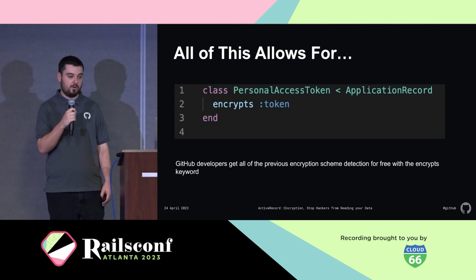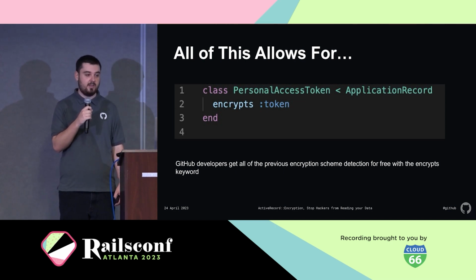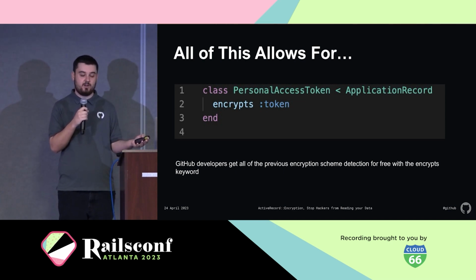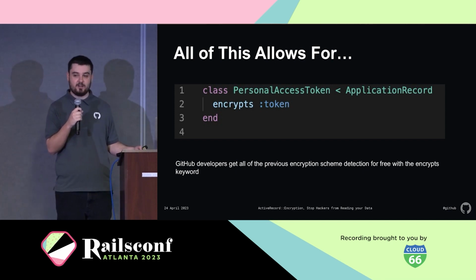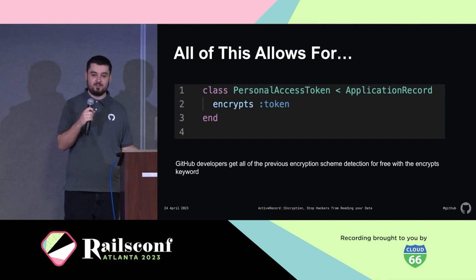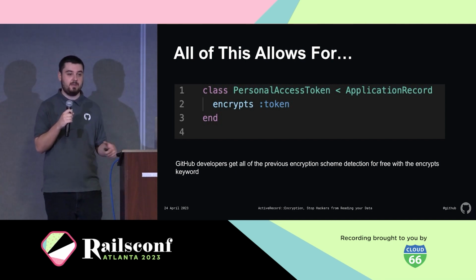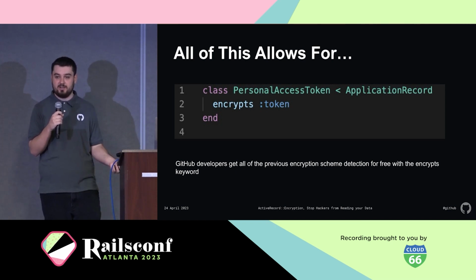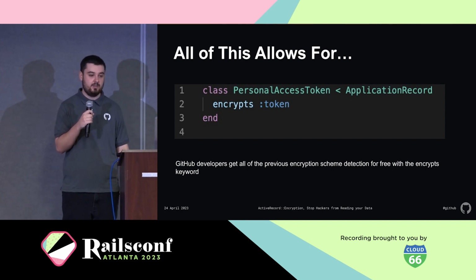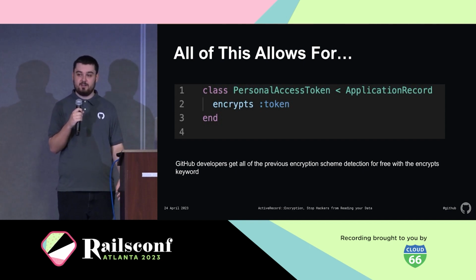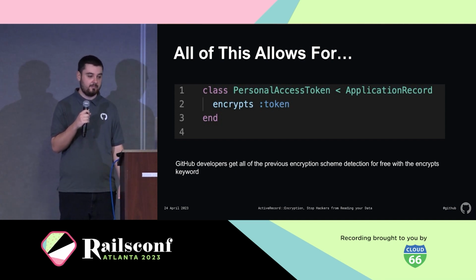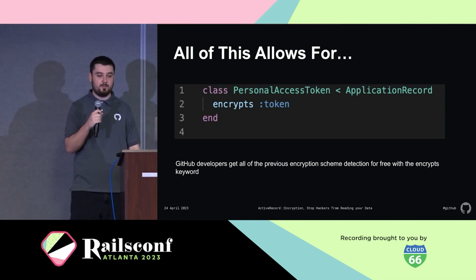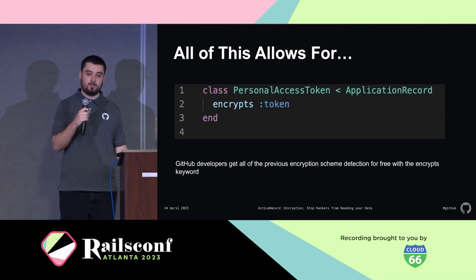Well, all of this allows for a very simple API for our developers. As you can see here, for the personal access token, they're calling encrypts on token, and that's all the developer needs to do at GitHub. So to create a new encrypted attribute, they just add this encrypts field, and automatically they get decryption for free, they get encryption for free, and then if decryption fails, it falls back to either plain text mode or falls back to our previous encrypted mode. So basically, this means data from previous encryption schemes can all be read super simply with just one encrypts call. And so we made this API very simple for GitHub developers while also being super robust.